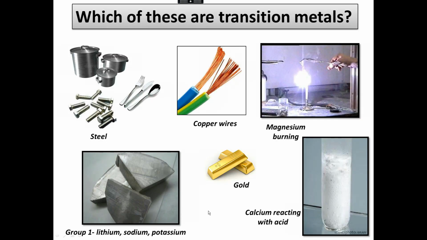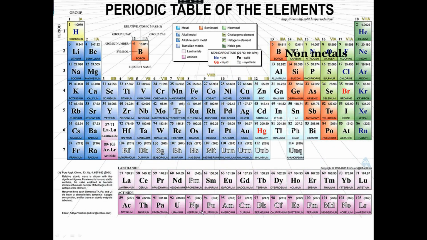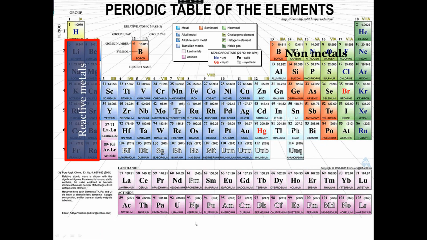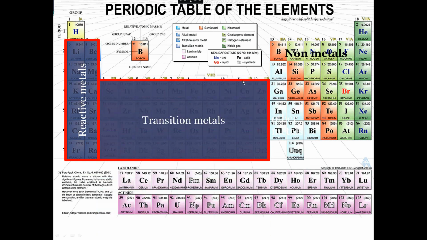Right, now, not all metals are transition metals. Transition metals are found in the central block of the periodic table. So if we want to know if a metal is a transition metal, that's where we need to look. So let's have a look at the periodic table. On the left, we have reactive metals in group 1 and group 2, alkali metals, and group 2 is sometimes called the alkaline earth metals, magnesium, calcium, reactive metals there. Then we have the central block in between group 2 and group 3. This block here, these are all called transition metals.